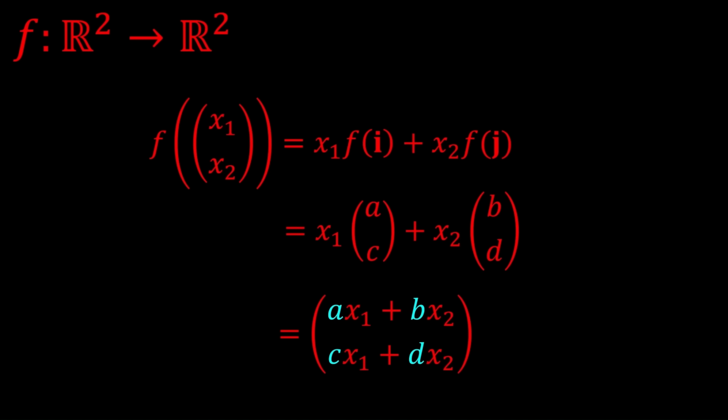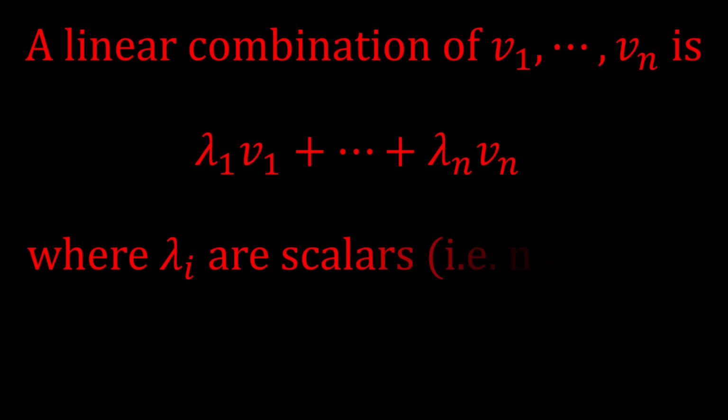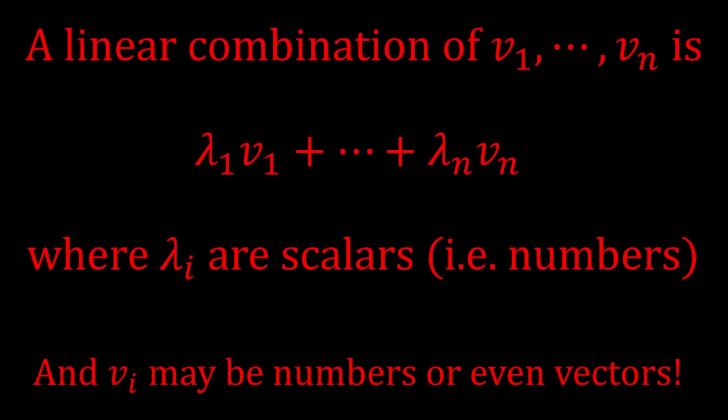Now this idea is actually pretty important. We call it a linear combination. A linear combination of things is just a sum of scaled multiples of those things. So you just scale those things and add them together. And this is going to come up a lot. You can even have linear combinations of vectors.